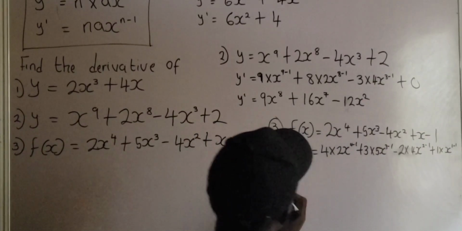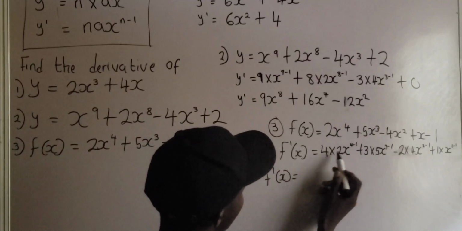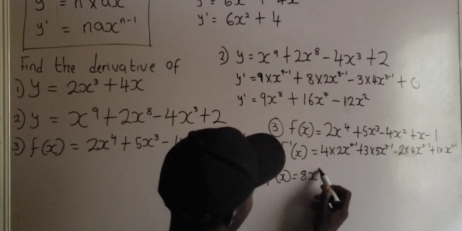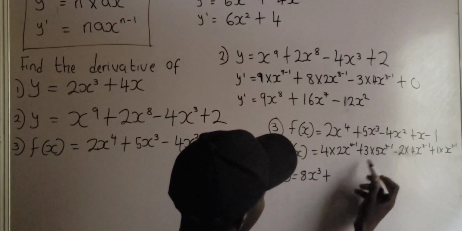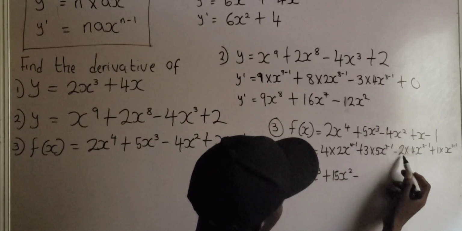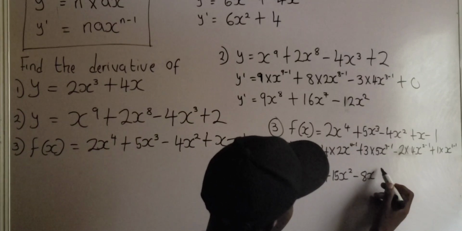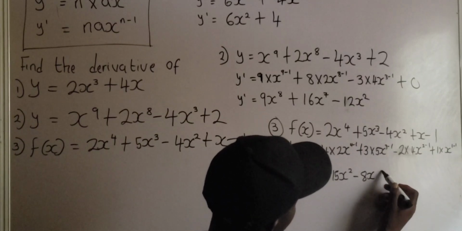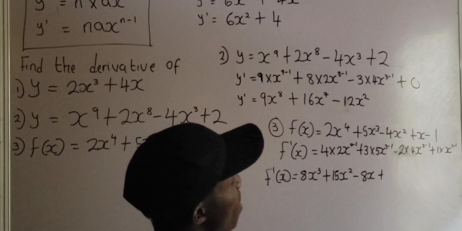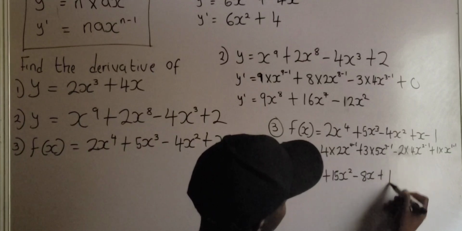So let us proceed. Now, the derivative of f of x is equal to 4 multiplied by 2, that is 8x raised to the power of 3, plus 3 multiplied by 5, that is 15x raised to the power of 2, minus 2 multiplied by 4, that is 8x raised to the power of 1. So there is no need of writing that. Plus 1 multiplied by x, that is x raised to the power of 1 minus 1, that is x raised to the power of 0. So x raised to the power of 0 is what? 1. So I'm going to have 1 here.